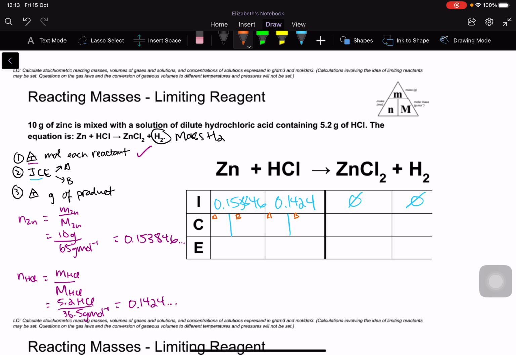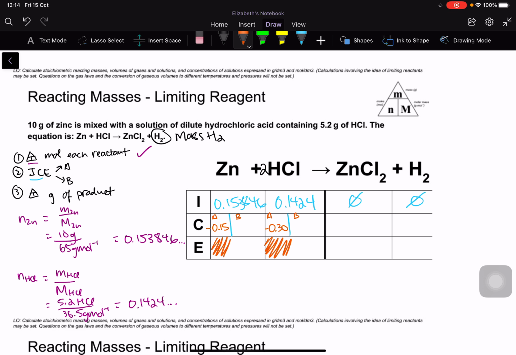In situation A, we're going to use up all of the zinc, minus 0.15. Because, again, according to the balanced chemical reaction, this is in a 2-to-1 ratio. If we were to use up all of the zinc, we would need to be subtracting approximately 0.30 of HCl. This is not possible because we only have 0.1424 moles. So situation A is impossible. It does not work. Let's try situation B.